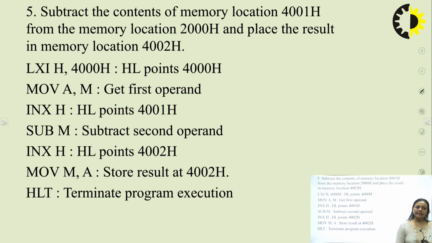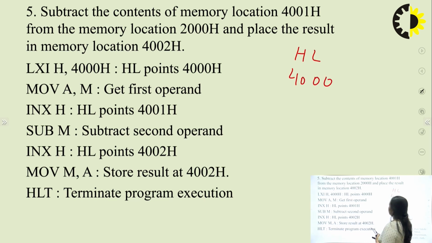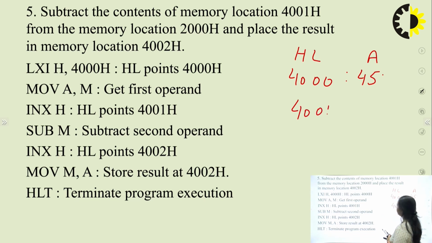So see, LXI H 4000. First, the HL pair is being pointed at location 4000. The number which is present here, for example 45, is moved to the accumulator. It is in the accumulator. INX H, it becomes 4001.